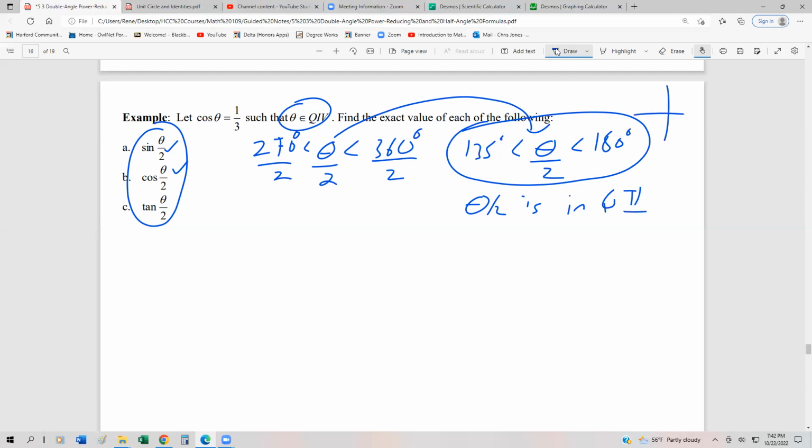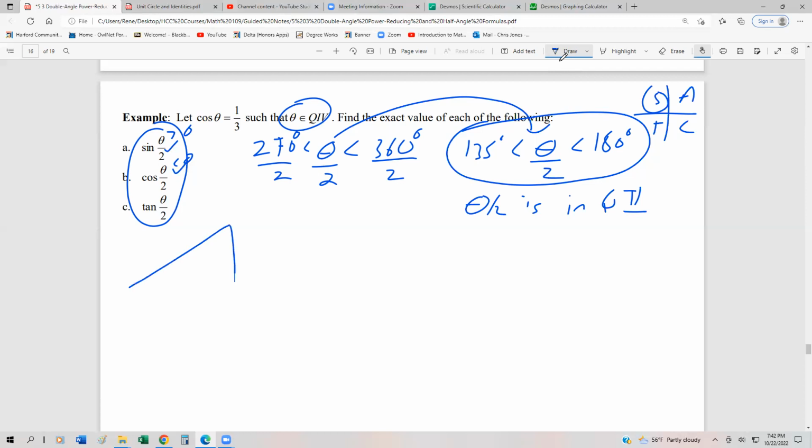And so if we have our All Students Take Calculus, the sine is going to be greater than 0. So this one's going to be greater than 0, and this one will be less than 0. So that's the first thing that we need to do before we attempt these problems, is determining where theta over 2 falls. Now that we know that, let's build a triangle.